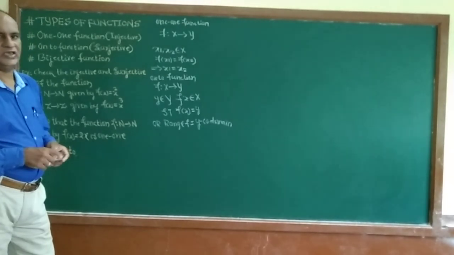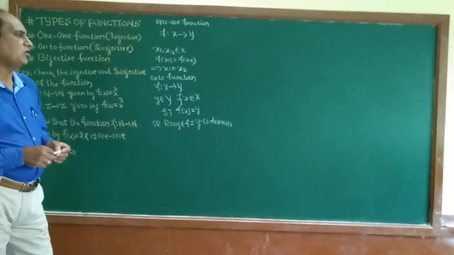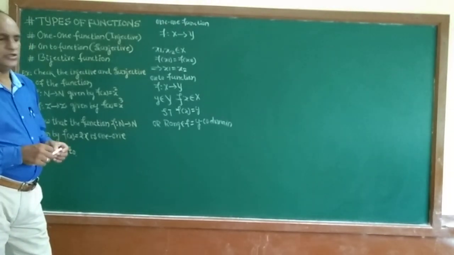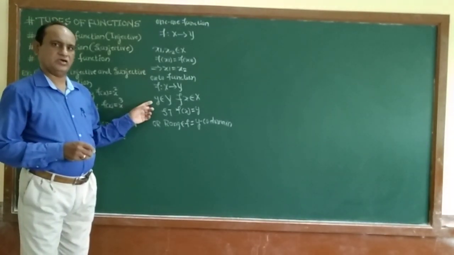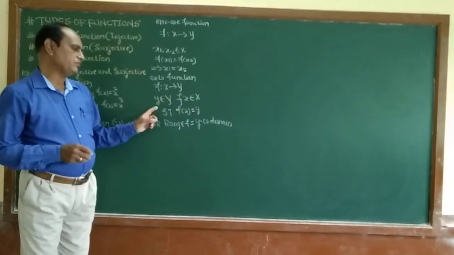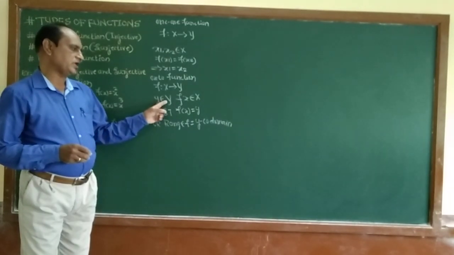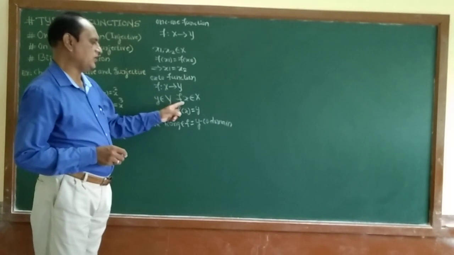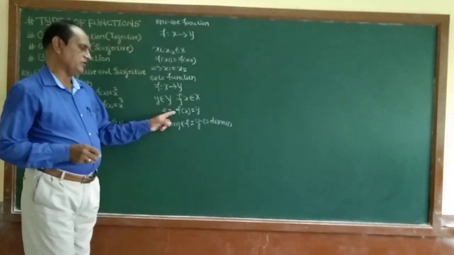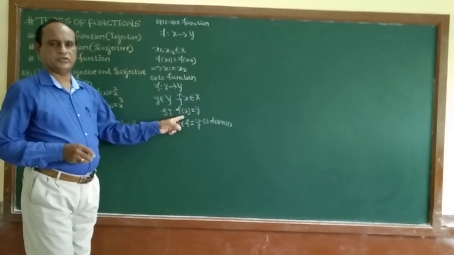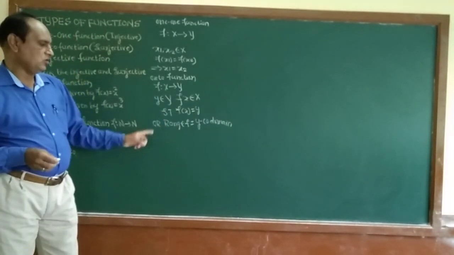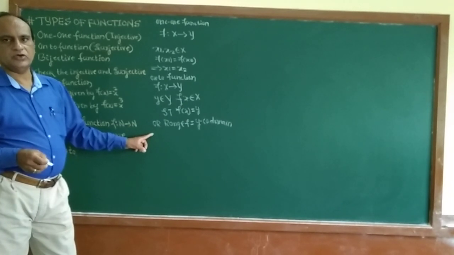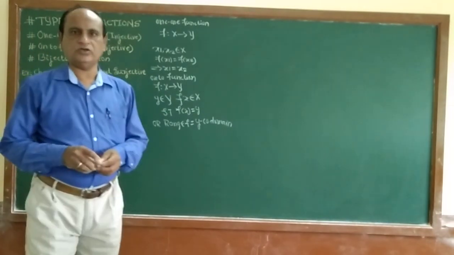A function f mapping X to Y is said to be onto function, or surjective, if every element of Y is the image of some element of X under the function f. So for y belonging to Y, there exists an element x belonging to X such that f of x is equal to y. Here the value of x belongs to the domain, and if the range of f is equal to the codomain Y, then the function is said to be onto function.